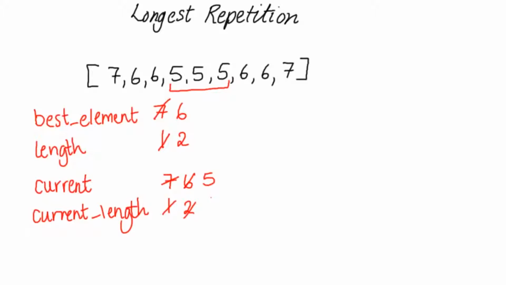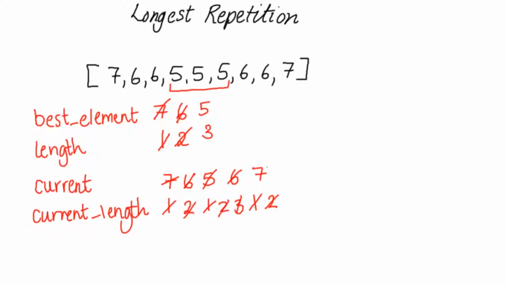We're going to start a new count for 5. We've got 1 5, 2 5s, 3 5s, and now we're out of 5s. Let's compare that with our best element from before. It was 6 and there were only 2 of them, so 5 and 3 is better. There's more 5s. So now we're not dealing with 5 anymore, we're dealing with 6 again, and there's 1 6, 2 6s. So now we compare the number of 6s with the number of 5s, and there aren't enough, so we're not going to replace the values there.